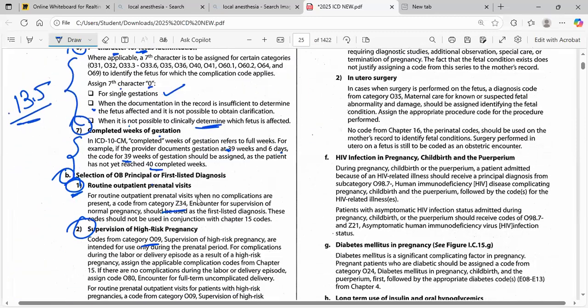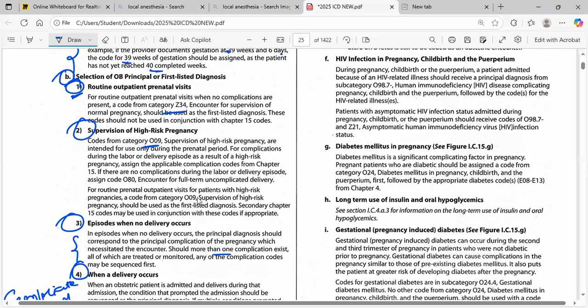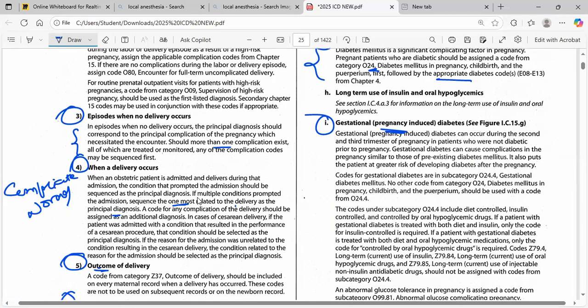We have the same instruction here also. Diabetes mellitus in pregnancy or gestation. If it is pre-existing diabetes, first you have to use code O24. Then you have to use a specific appropriate code for the diabetes from E series. And if it is gestational, gestational means pregnancy induced. In the pregnancy induced, you will not use a code from series E because that condition is due to the pregnancy only.